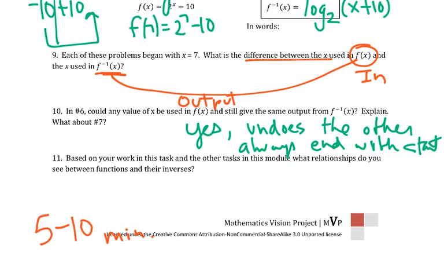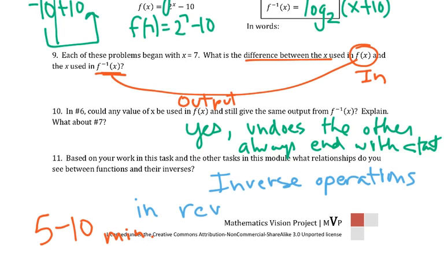So 11, based on your work in this task and the other tasks in this module, what relationships do you see between functions and their inverses? Well, they do inverse operations, would be the fancy way of saying it, in reverse order. That's hopefully the main idea you got out of it by going through this process.